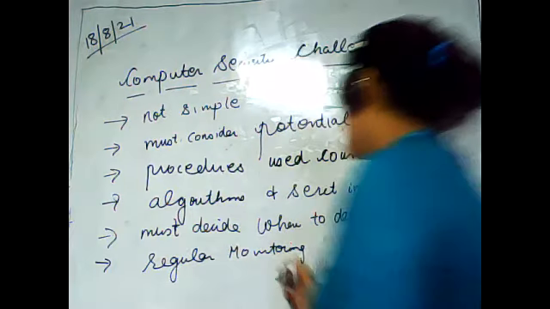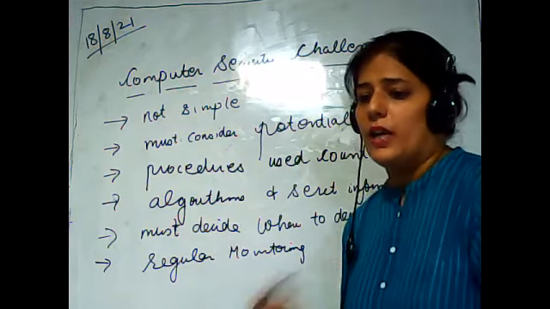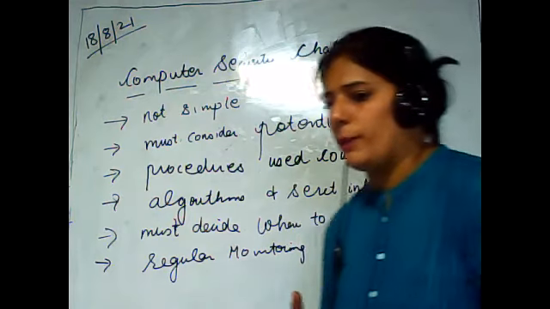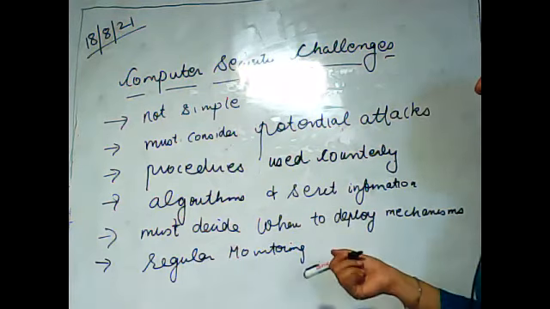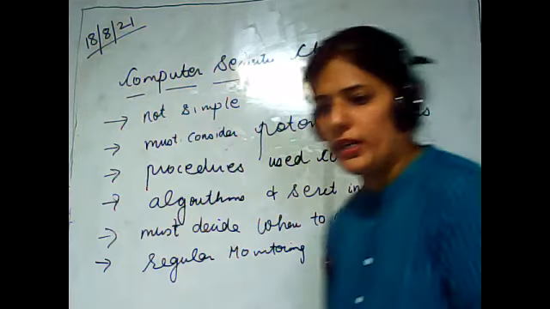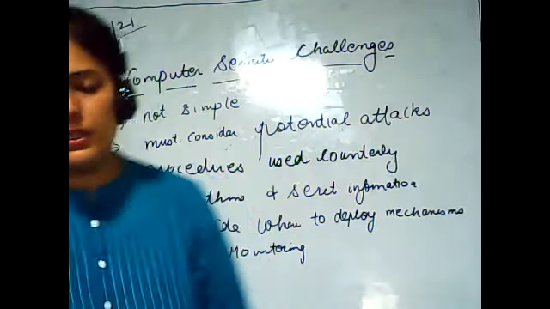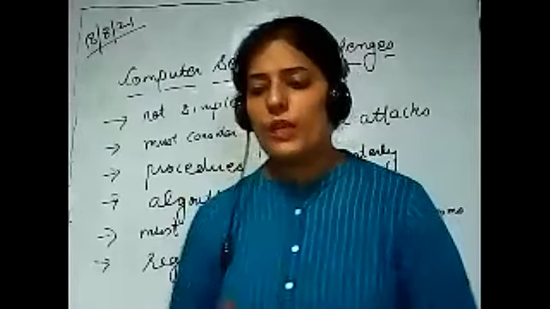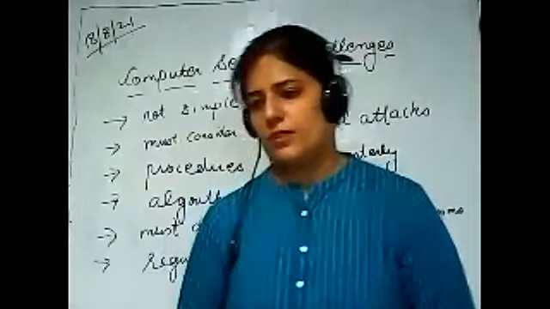Fourth one is that we must decide where to deploy which mechanism. This is one of the main challenges, that we are not aware at which particular part which mechanism should be applied, so that it should help us to protect our system from external threats. And the last one is that regular monitoring is required because the unauthorized party, the hacker or the attacker, is always in a mode to attack your system. If you feel that you have protected your system and now your work is over, that is not the case at all. You have to maintain regular monitoring of the system.